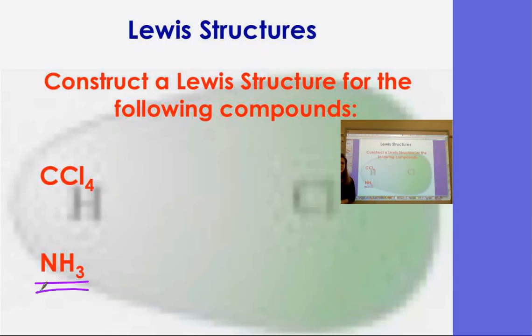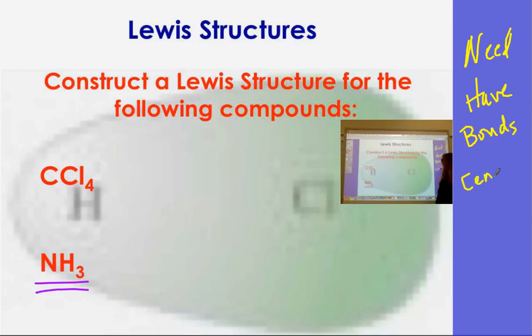I'm going to do NH3, last example. Same things. How many do I need? How many electrons do I have? How many bonds does that give me? Who goes in the center? How do I draw it? And then double check yourself.